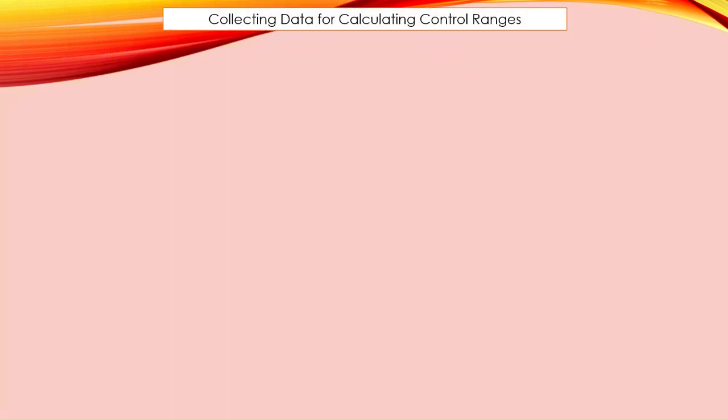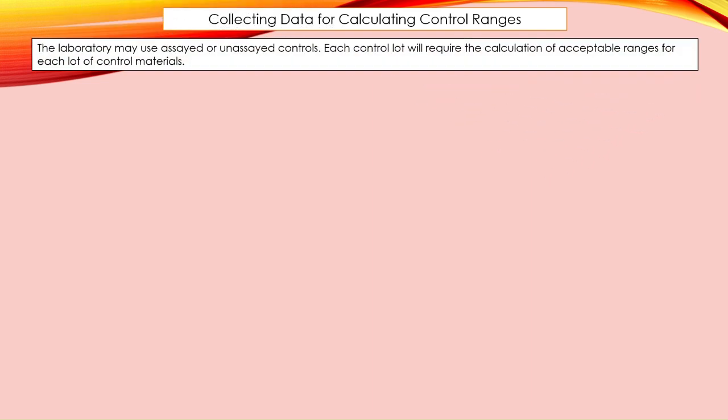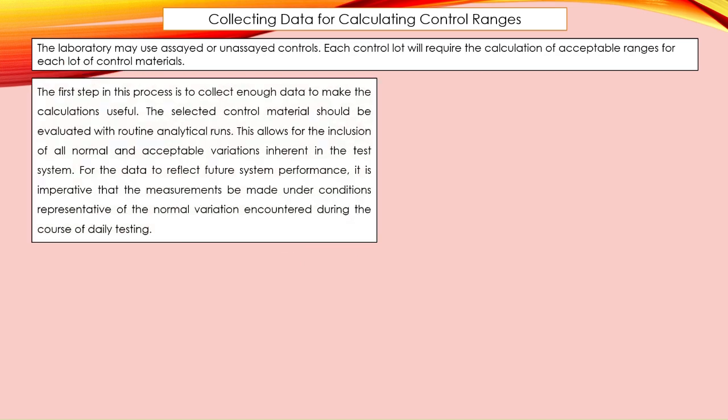For calculating control ranges, the laboratory may use assayed or unassayed controls. Each control lot will require the calculation of acceptable ranges for each lot of control materials. The first step in this process is to collect enough data to make the calculations useful. The selected control material should be evaluated with routine analytical runs. This allows for the inclusion of all normal and acceptable variations inherent in the test system. For the data to reflect future system performance, it is imperative that the measurements be made under conditions representative of the normal variation encountered during the course of daily testing.